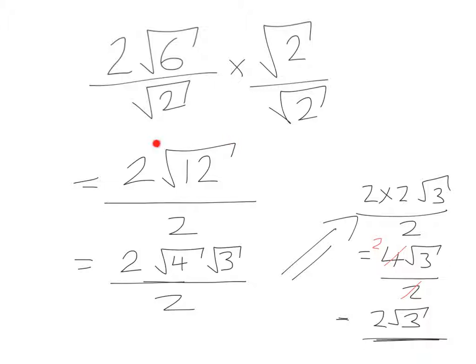Okay, so when I got to this stage here, unlike before, this root 12 I could simplify. I could split it up into root 4 root 3. The square root of 4 is 2, so I had 2 times 2 is 4. 4 root 3 over 2, and the 4 and the 2 I could cancel down.